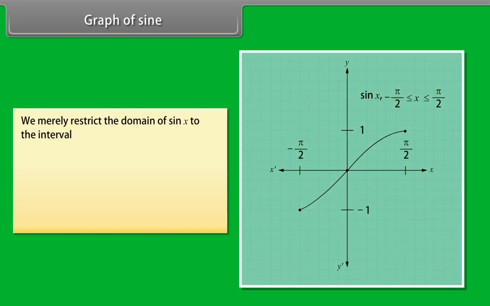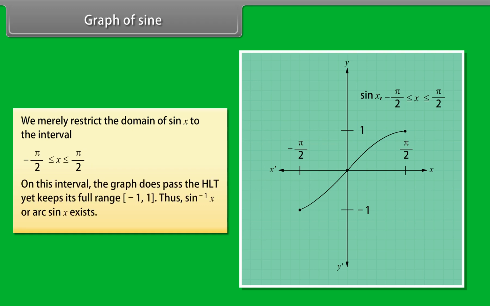Easily, we merely restrict the domain of sine x to the interval minus pi by 2 less than or equal to x less than or equal to pi by 2. On this interval, the graph does pass the HLT, yet keeps its full range minus 1 to 1. Thus, sine inverse x or arc sine x exists. This is not the graph of sine inverse x. It is merely the part of the sine x function that is used to graph the inverse sine function.